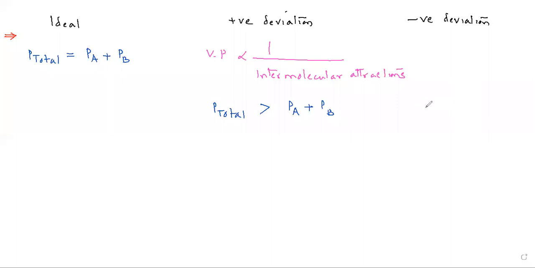Now, in this case, because the intermolecular attractions have increased, evaporation becomes difficult. As a result, it will be this. P total will be less when compared to the sum of the partial vapor pressures, right? This is about the vapor pressure part.